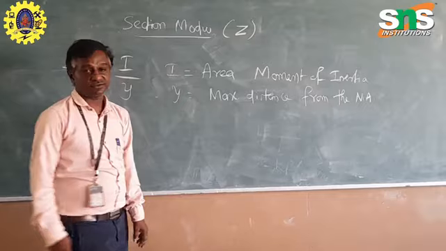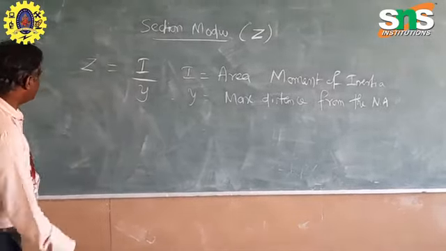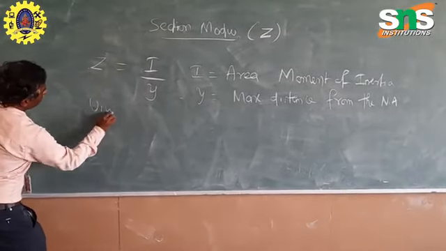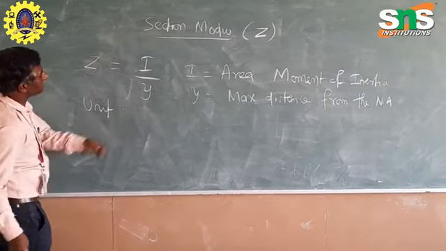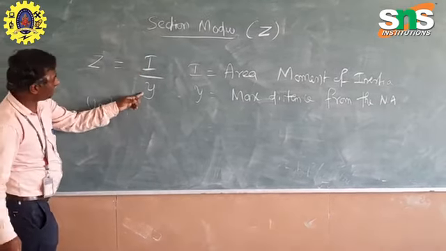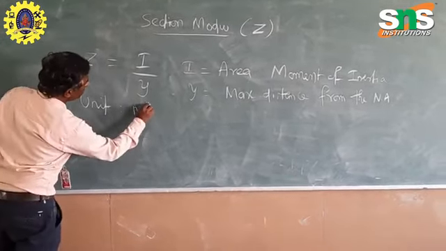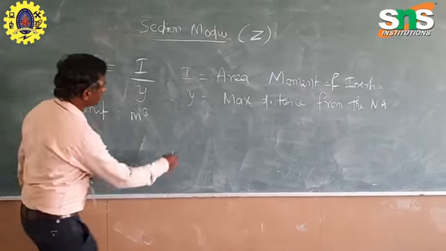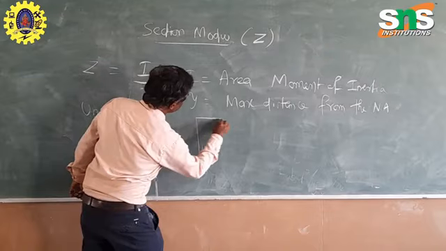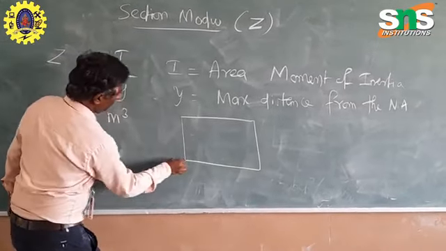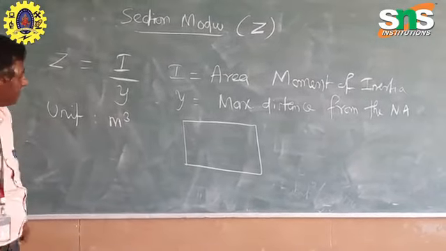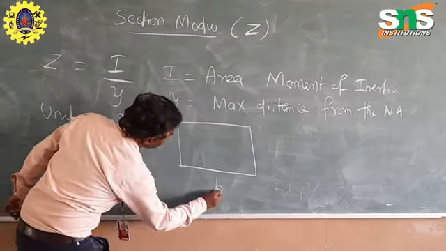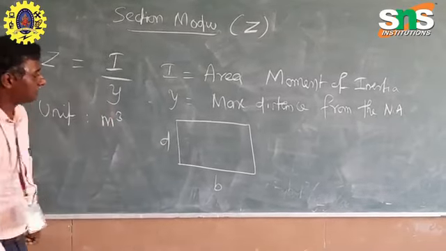How can we find it? The unit for the section modulus will be equal to meter to the power 4 divided by meter, that is equal to meter cubed. That will be the unit for section modulus. Let's consider a rectangular section, having width b and depth d.